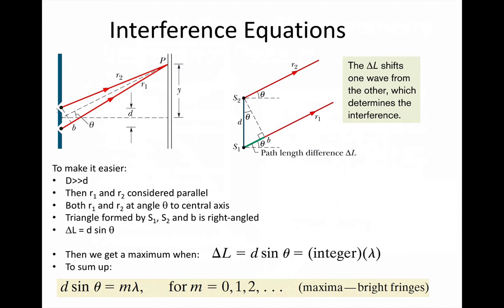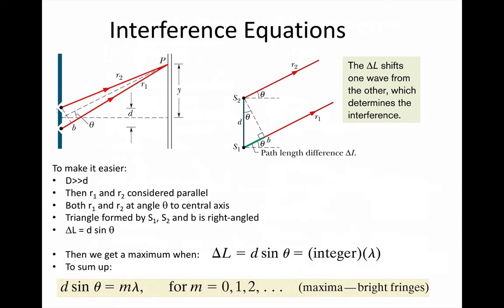Now, this would be complicated, but we make the assumption that the distance to the screen, big D, is very much bigger than the slit spacing, little d. And that means we can say that R1 and R2 are parallel, and they're both at an angle theta to the central line. And then the triangle formed by S1, S2 and B that you can see on the right is a right-angled triangle. So then we can say that the path length difference, delta L, is d, little d, the slit spacing, times sine theta.